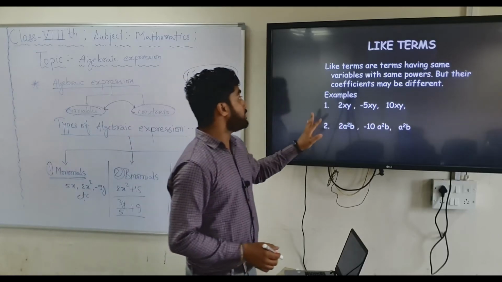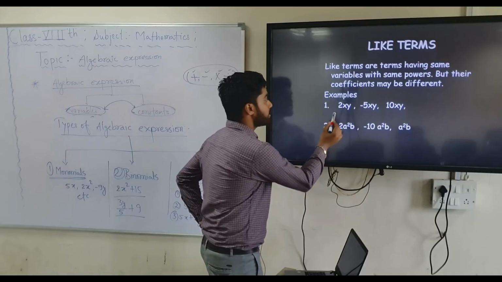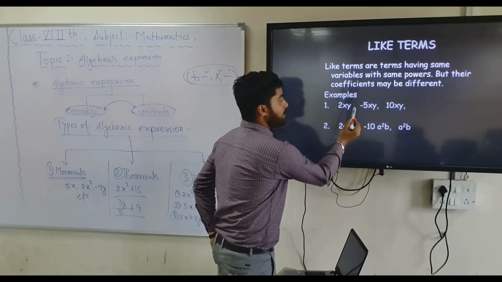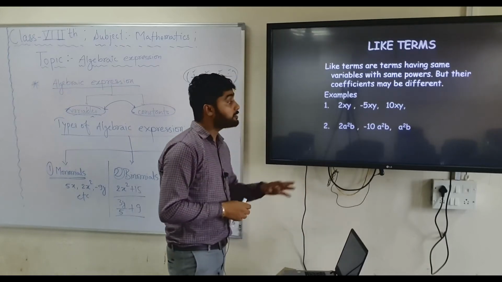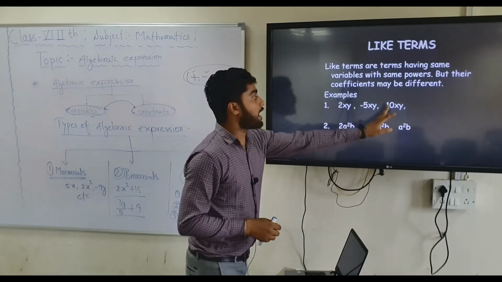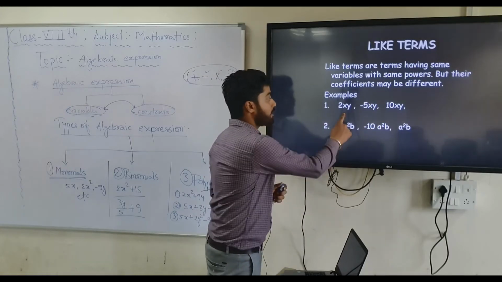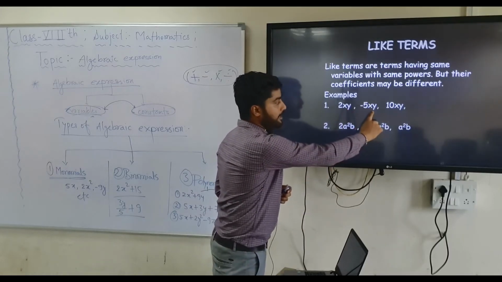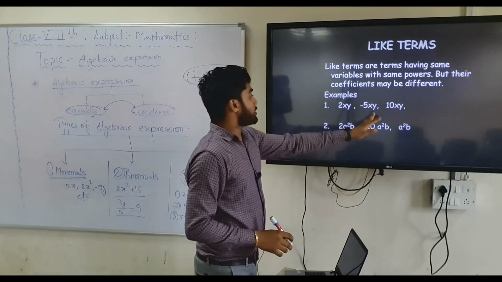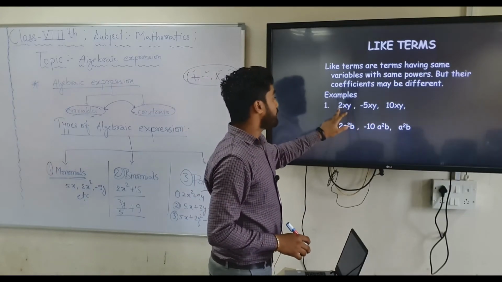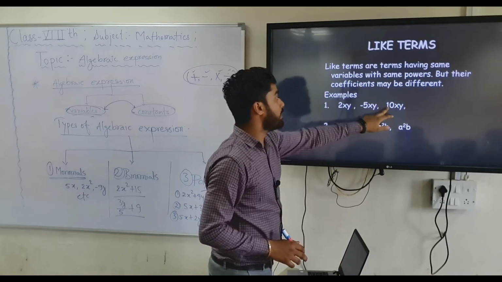So in any algebraic expression, you can say there are 2xy, minus 5xy and 10xy. What you observe here is that the variable terms are similar. In every example, variable terms are similar. In the first example, there is xy, again xy and again xy. That means all variable terms are equal with different coefficients. The coefficients are 2, minus 5 and 10.